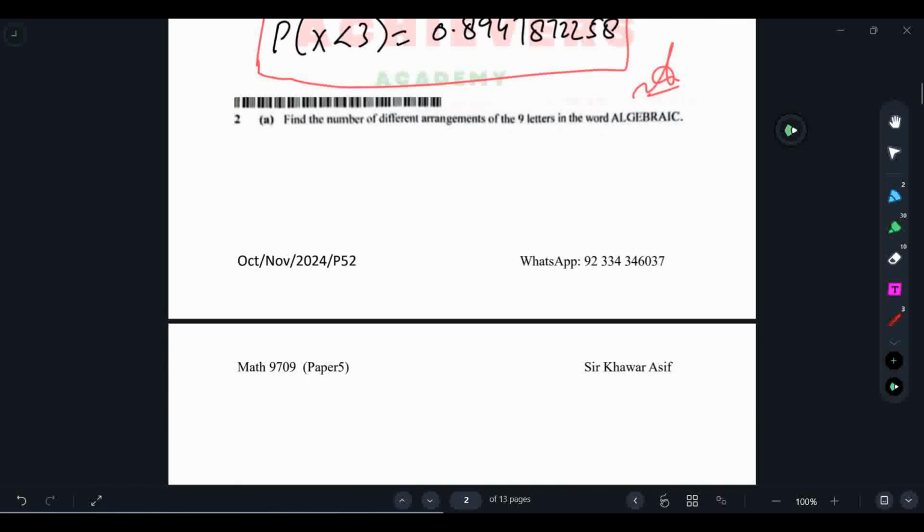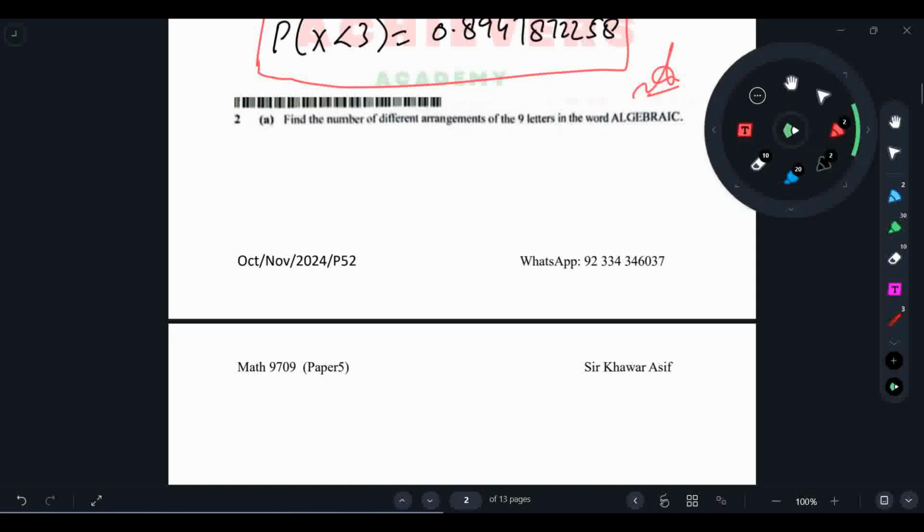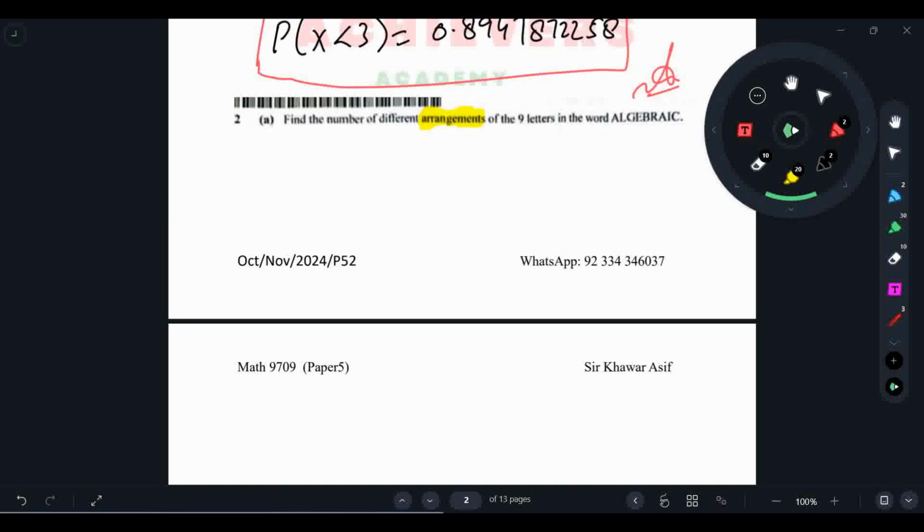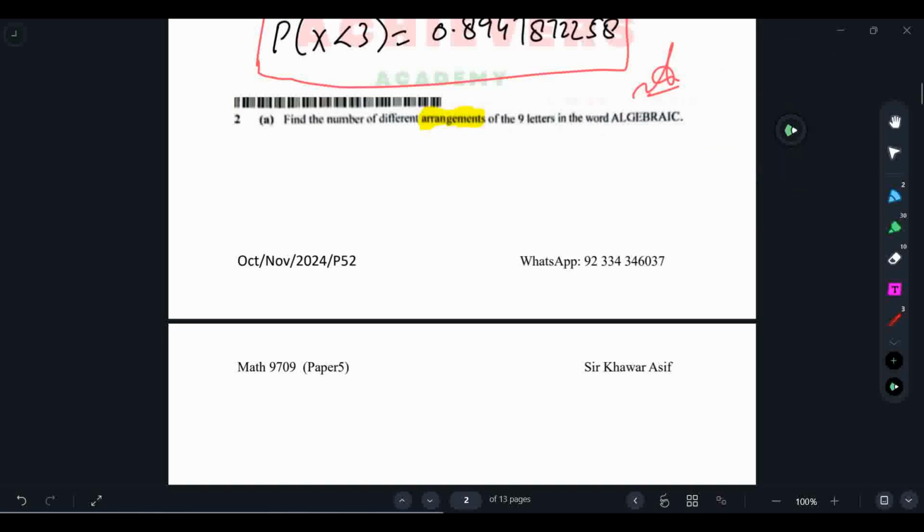Let's move to question number 2. Find the number of different arrangements of the 9 letters in the word algebraic. Okay, now the keyword is arrangement, so it means that we have to use either factorial or permutation. Now here we do not have any conditions, so we will use the concept of factorial. So we have 9 letters, so 9 factorial divided by the repeated letters. The repeated letter will be A. We have 2 A's here, so 2 factorial.